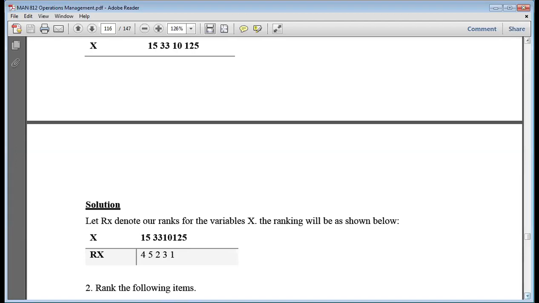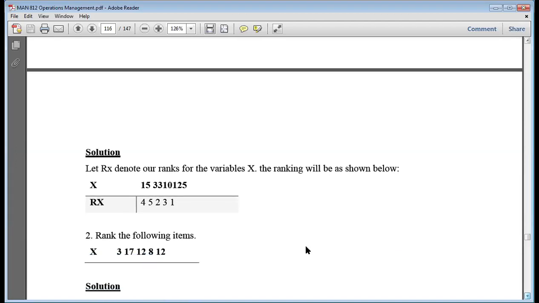Then let's see the second ranking now. This is the first item and this is the second item, because you are comparing two things. You are ranking two things to determine whether there is a relationship. The second item is 3, 17, 12, 8, and 12.